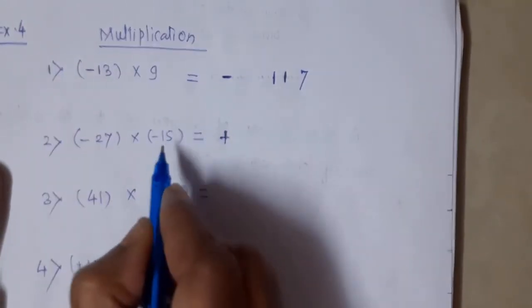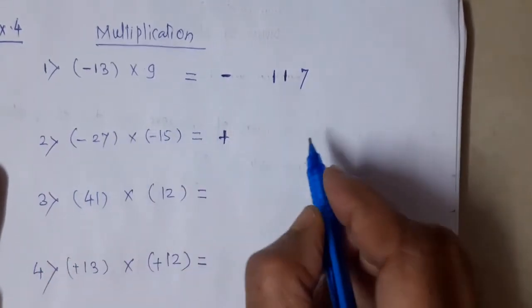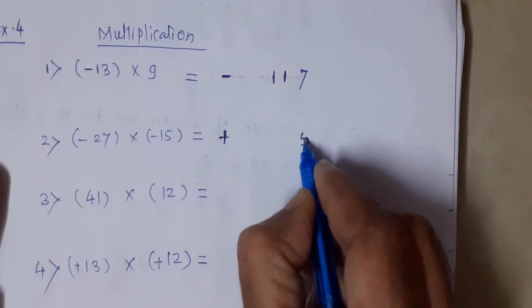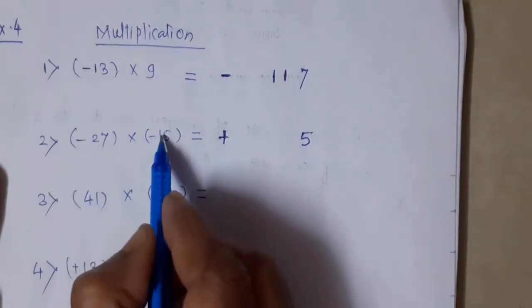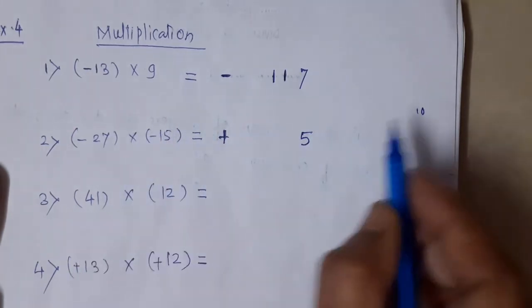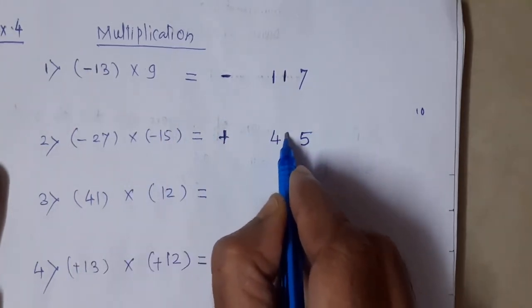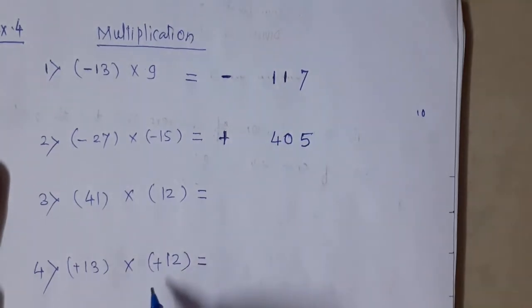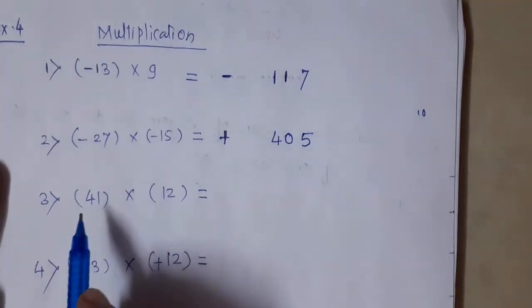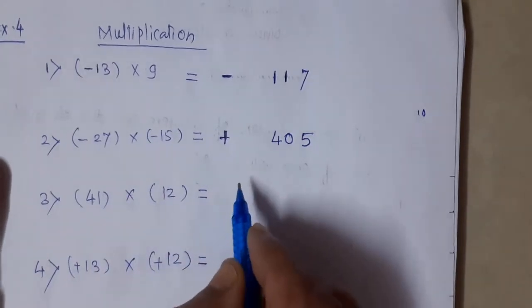So what is the multiplication of 15 by 27? 15 sevens are 105, and 15 twos are 30, plus 10, that is 40. So 405. Okay, then minus 41 multiplied by minus 12, result is positive, no doubt.